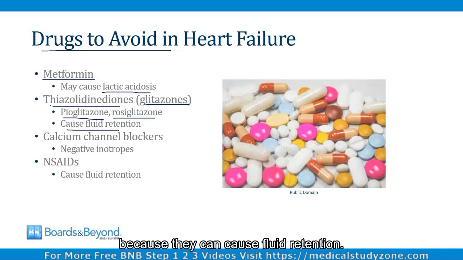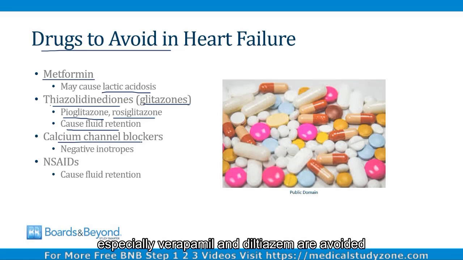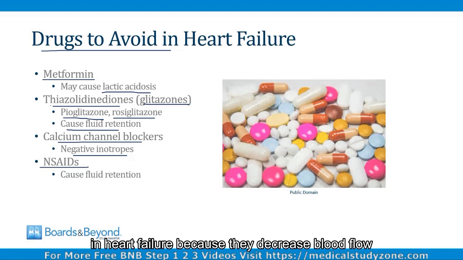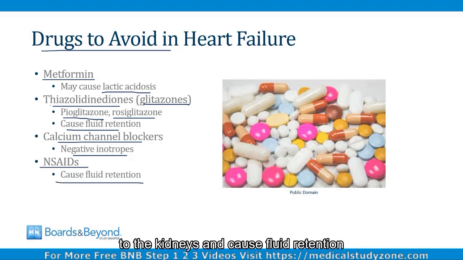can cause fluid retention. Calcium channel blockers, especially verapamil and diltiazem, are avoided in systolic heart failure because they are negative inotropes and can further reduce the cardiac output. And then lastly, NSAIDs are generally avoided in heart failure because they decrease blood flow to the kidneys and cause fluid retention and can potentially trigger pulmonary edema.